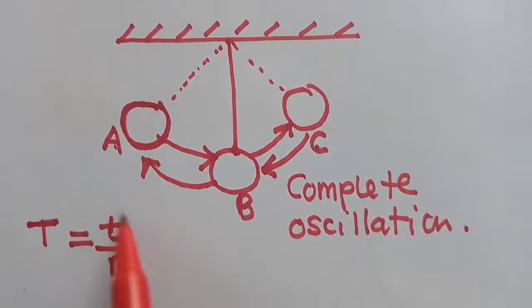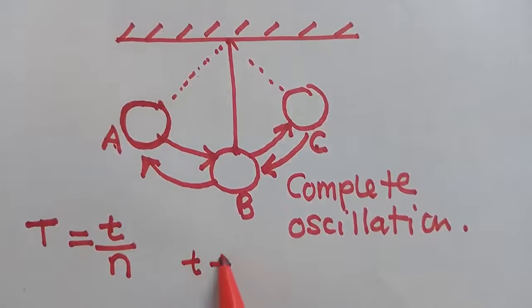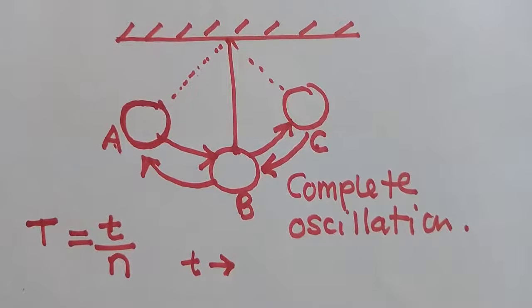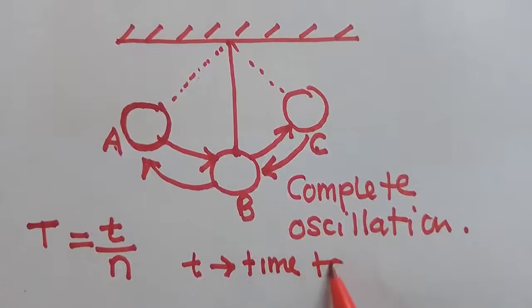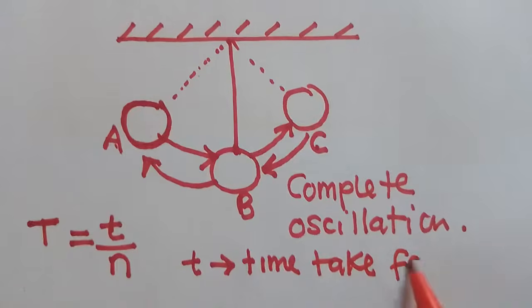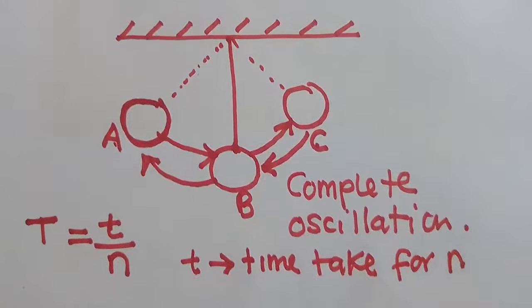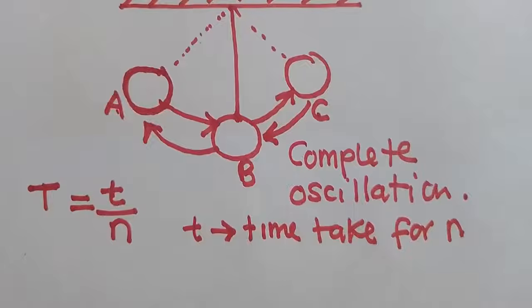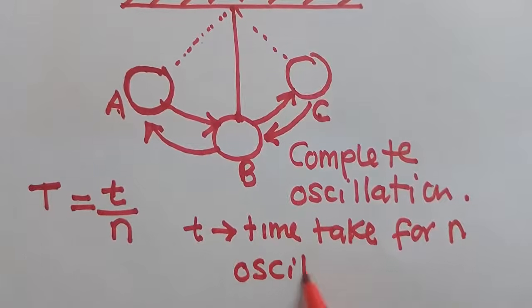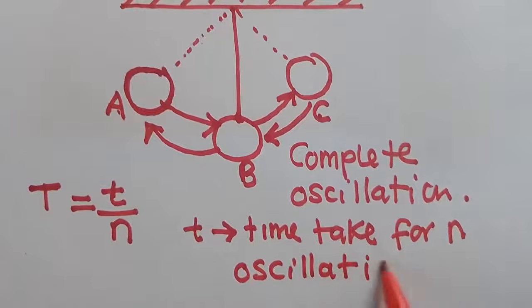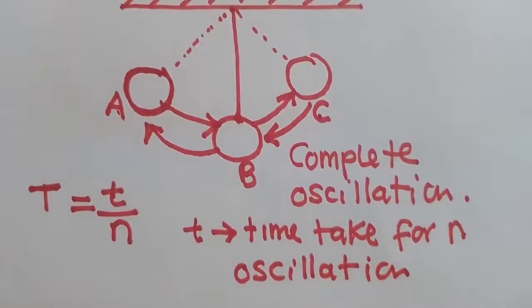So like this now, where T, have you seen this T, small letter t? What is small letter t? Small letter t is standing in for time. So it is the time taken for n oscillations. So small letter t is the time taken for n oscillations. This is what you need to know and understand.